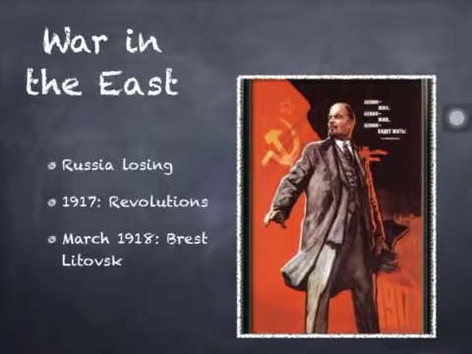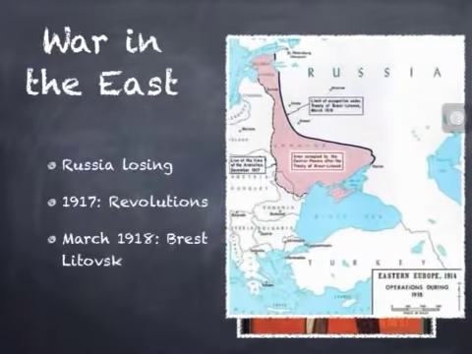Russia is losing. In 1917, there are two revolutions, and the war is certainly a huge factor in those revolutions. The unpopularity of the war and the military defeats suffered by the armies of the Tsar. And in October of 1917, the Bolsheviks, the communists, took power, and in order to focus on their enemies at home, with the White Russians, the enemies of the Bolsheviks, they agreed to a very harsh treaty from the Germans in March of 1918, the Treaty of Brest-Litovsk.